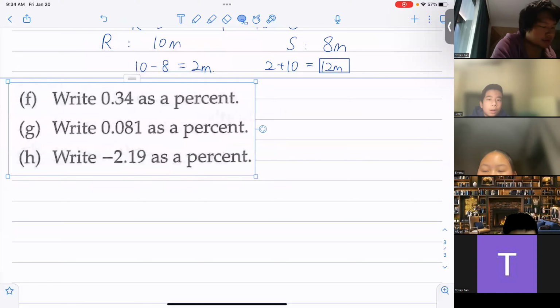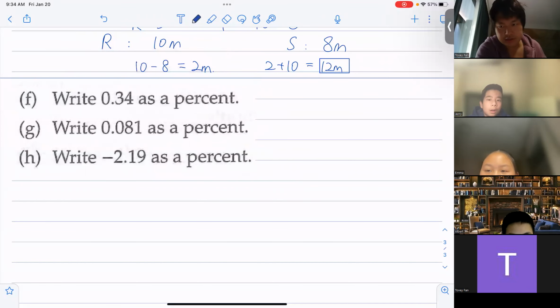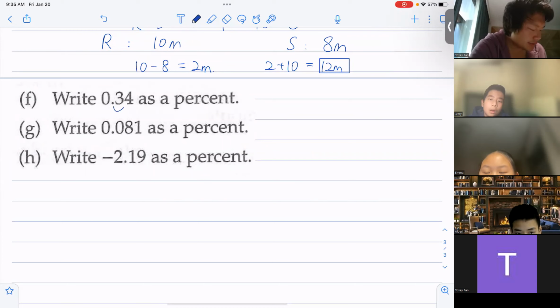Okay, so Emma, maybe I should explain these first, okay? Because once you understand how to convert decimal to percent, you can always convert fractions into a decimal and then convert that into a percent. Okay, so let's see. 0.33. So to convert a decimal into a percentage, you always move the decimal point to the right by 2 places. And that's it.